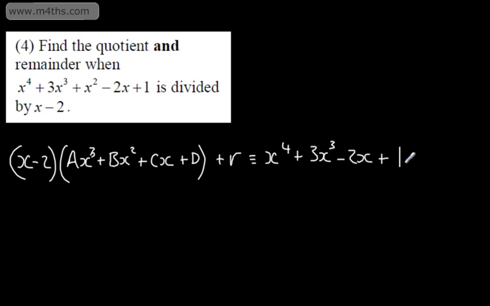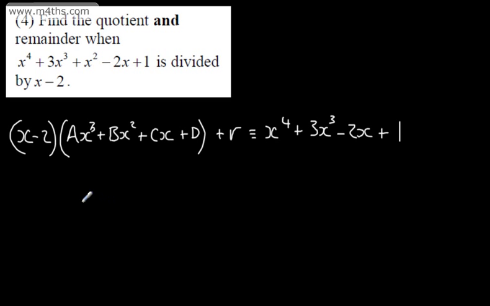So what we're going to do here is simply go ahead and equate coefficients. You might prefer the other method, you might think it's slightly easier. So if we look at terms in x to the fourth on the left hand side, that will simply give us a. So we can say that a must be equal to 1.